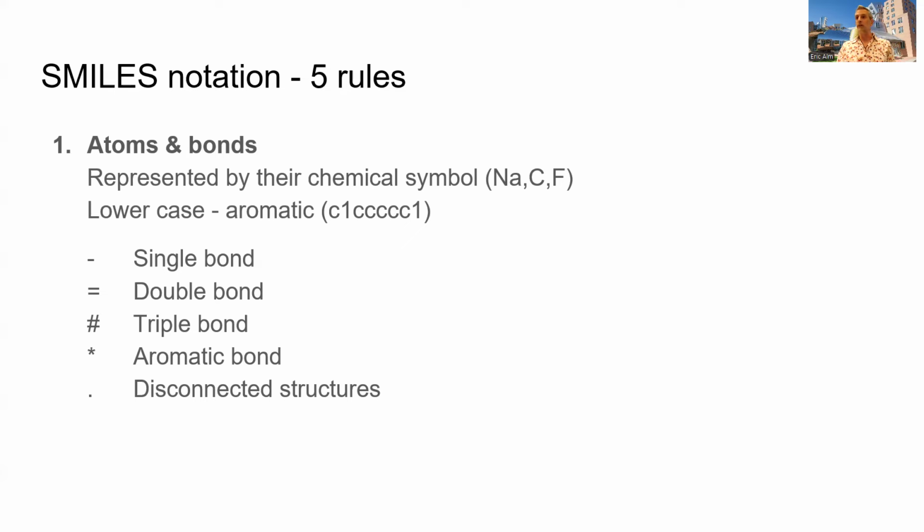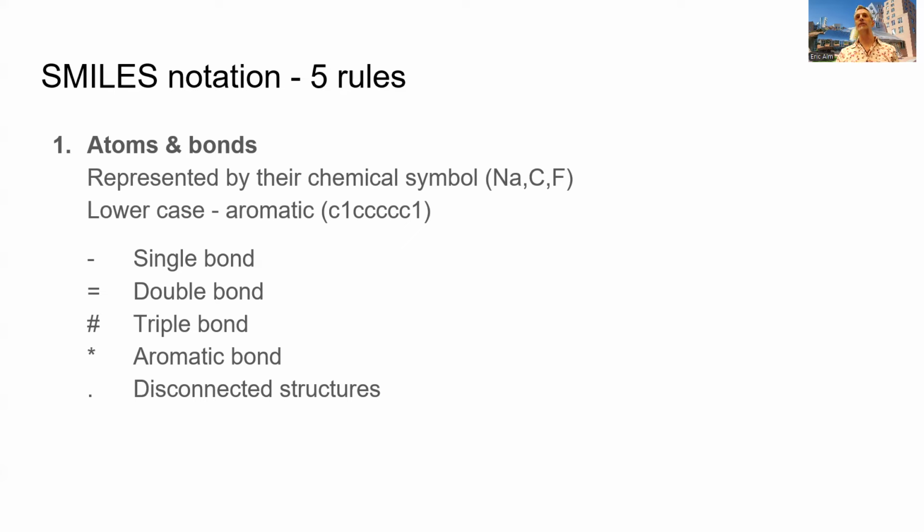In general, you can leave out the single bonds, and that's still a valid notation. You can also represent them with a single dash. For double bonds, you'd put in an equal sign. For aromatic compounds, you don't need to put in the single and the double, but you can. You can put in an asterisk for those aromatic bonds, and the triple bonds are a hash sign.